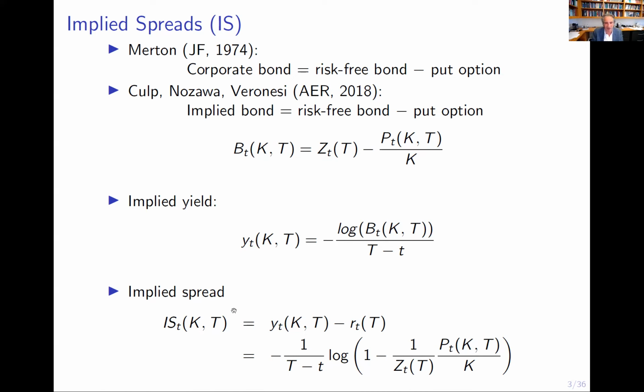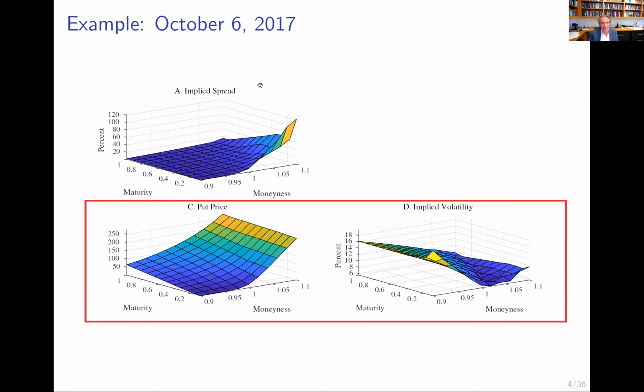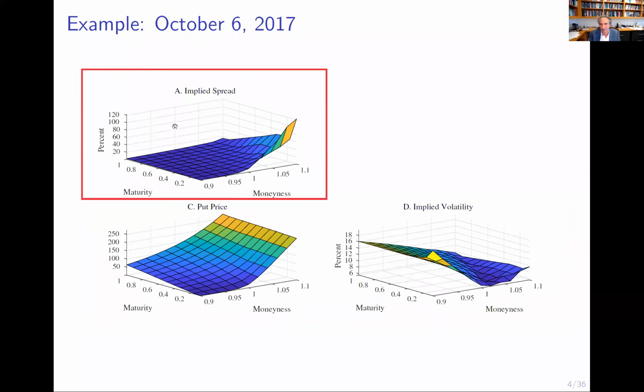So here's an example. October 6, 2017. Why the date? Because we were writing the paper at the time. There was actually absolutely no reason whatsoever. But just to give you an idea, take the date, the day of put prices, and from that you can compute the implied volatility, the standard thing you do from the Black-Scholes formula. What we say is that rather than doing that, another thing you could do is to look at implied spread. So you end up with something that looks like this.